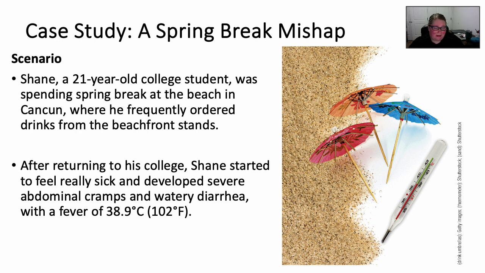Okay, so we're at the beginning of a new chapter, which means we have a new case study to talk about. These are always fun. Chapter 7's case study is called A Spring Break Mishap. Oh, this one's going to be good, I can tell already. Okay, so let's set the scene. We have Shane. He's a 21-year-old college student. He's away on spring break, no class, no work. He's just having fun.